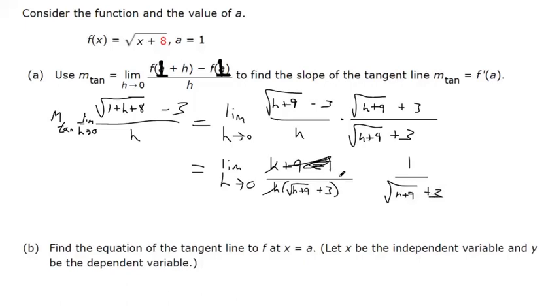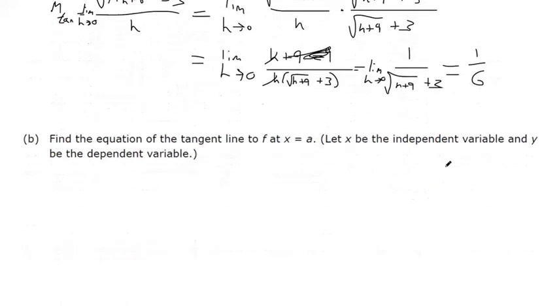So now we don't have a divide by 0 error if we evaluate this limit, right? You can plug in 0. 0 plus 9 is 9. Square root of 9 is 3. 3 plus 3 is 6. So it's 1/6. Okay. So at x equals 1, the slope is 1/6. I'm just checking with another technique. Yep. Okay, that's right. So part B, find the equation of the tangent line.